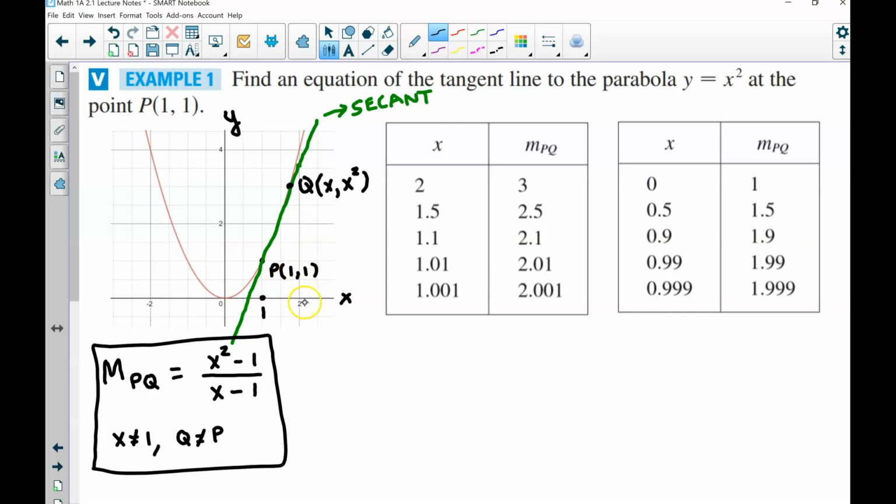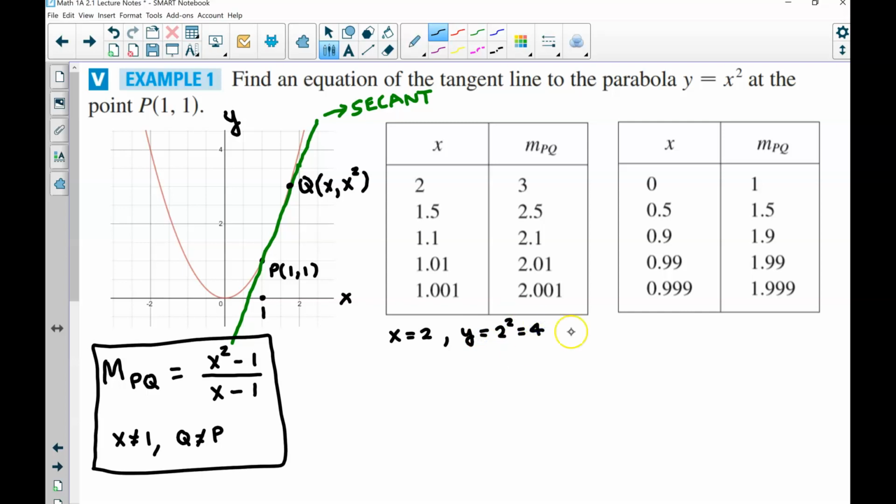So if we take the value of 2 and use that as our first point of x, let's go ahead and do that. We're going to let x equal 2. Now if we plug that into our function, then y would equal 2 squared, which would then be 4.